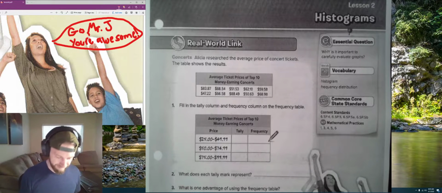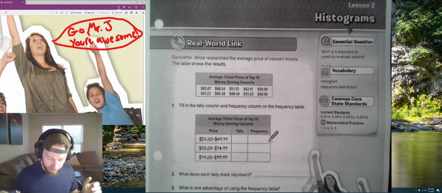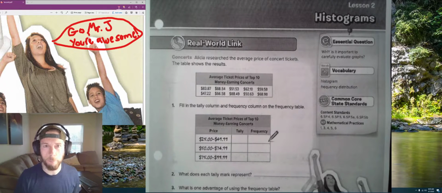Today we're doing histograms, and we are on page 871 in the book. If you don't have your book, that's okay. Pull it up online. I'm going to attach those documents, so you can follow along with me. And if you don't have that, a blank sheet of paper works just fine.